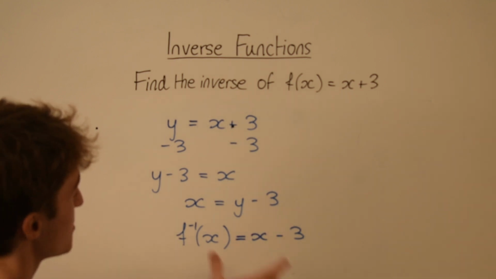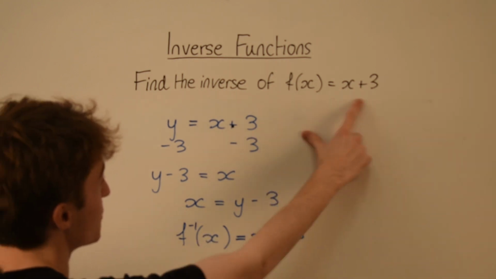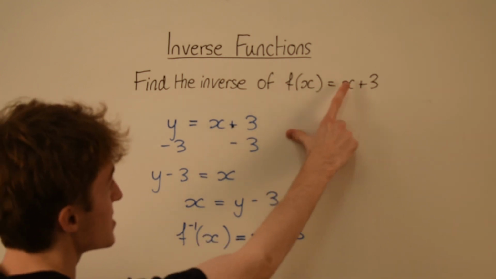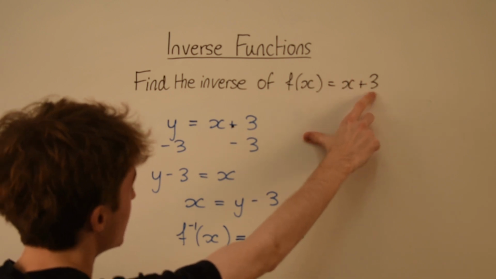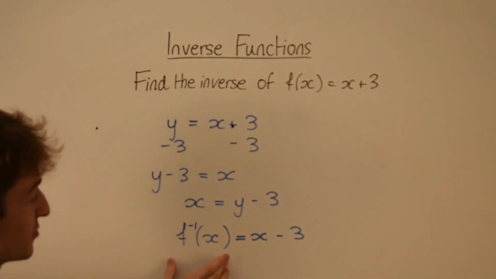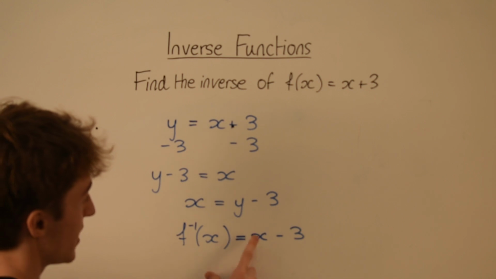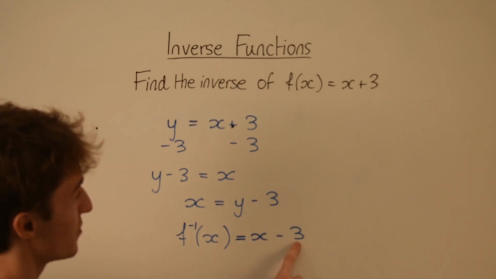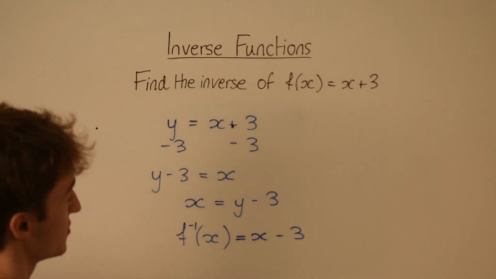Now just to point out, this makes sense that this is the inverse of this function, because f here takes x and then it adds 3. So it makes sense that the inverse function, which is the reverse of the function, takes x and subtracts 3, because minus 3 is the opposite of plus 3.